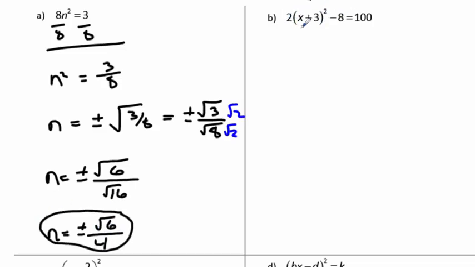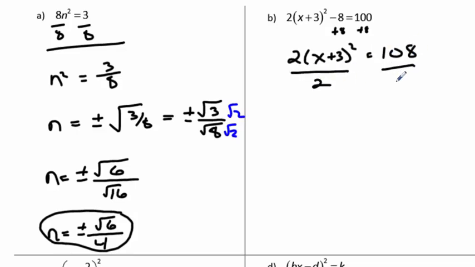Let's get our perfect square, the x plus 3 squared by itself, so we're going to add 8. It's going to give us 2 times x plus 3 squared equals 108. Divide by 2. The 2 is not part of the perfect square. It's on the outside of the parentheses. We're going to divide that off to get the perfect square by itself, 108 divided by 2 is 54.